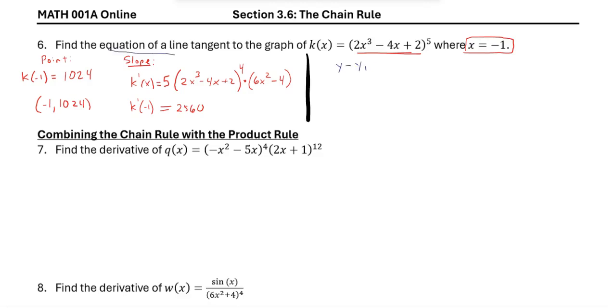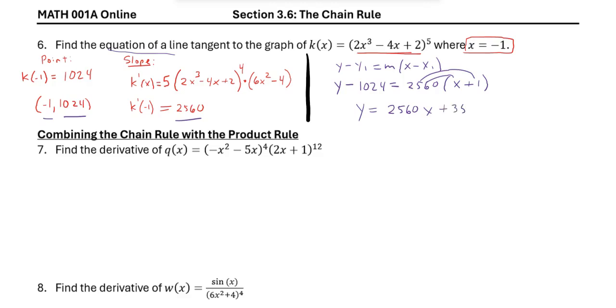y minus y1 is equal to m times x minus x1. Our y value is given as 1024, if we didn't make any mistakes. Our slope we found to be 2560. And our x value in question is -1. So x take away -1 is like x plus 1. If you want to write this in slope-intercept form, you would distribute, 2560x, and then we got 2560 there. But we're going to be adding another 1024. Using the calculator, I have 3584 on that, if I didn't make any mistakes.